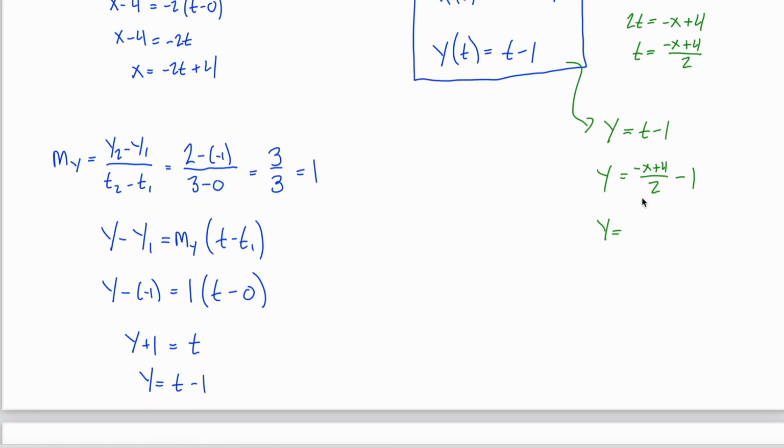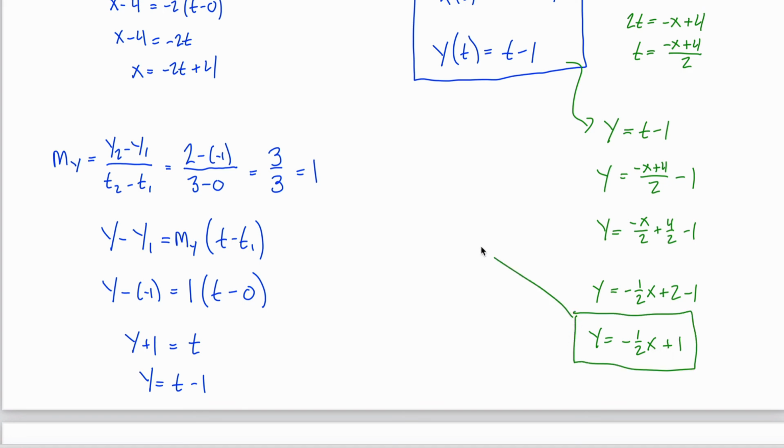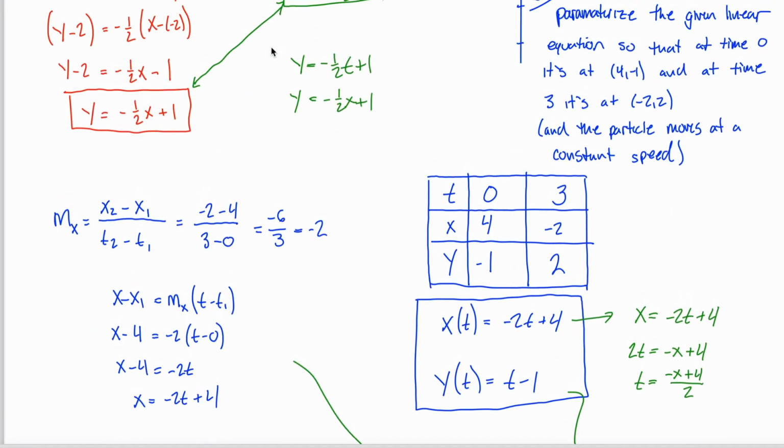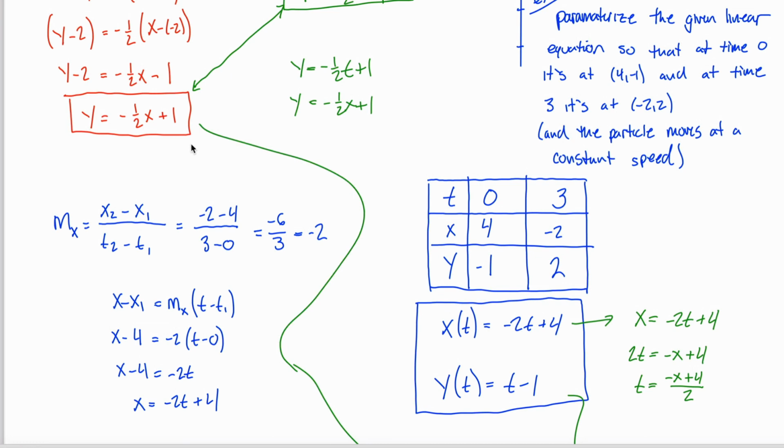Finally, if I simplify this by recognizing that negative x plus 4 over 2 is the same as negative x over 2 plus 4 over 2, and then recognize that negative x over 2 can be rewritten as negative 1/2 x, and 4 over 2 is just 2, and 2 minus 1 is just 1, I get y is equal to negative 1/2 x plus 1, which, sure enough, is the exact same equation that we started this whole mess with up here in red.